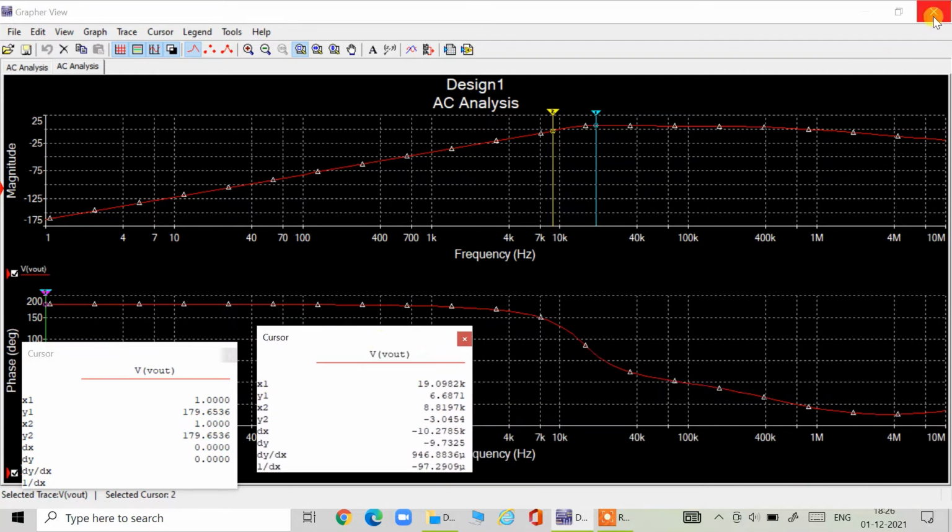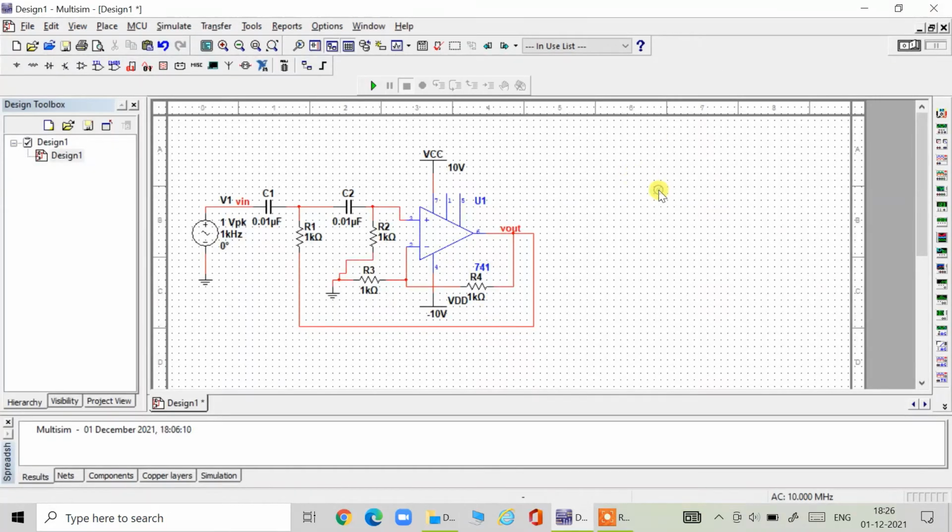Now you have seen this. Sorry, AC analysis. You can also see it in the time domain, meaning transient. So when I give a frequency of 100 hertz, my output will be smaller than the input. I will show you, and after 10K it will remain constant. So let us see here.